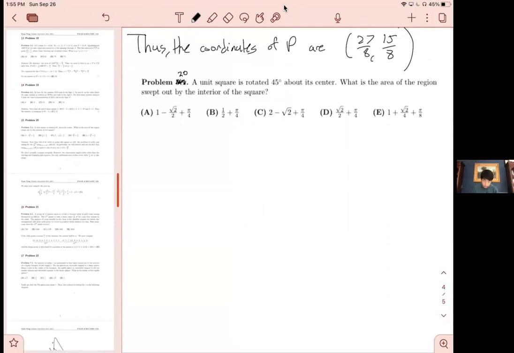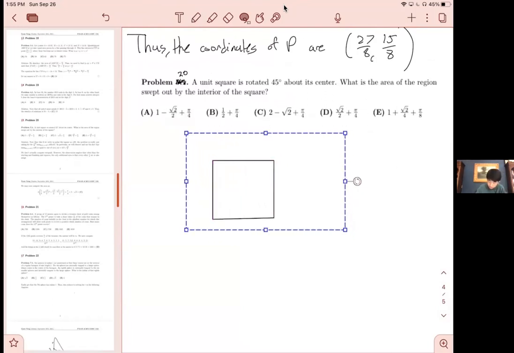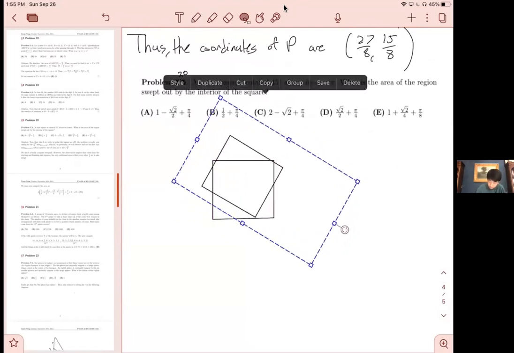So problem 20. This one is tricky, actually. Okay, so a unit square is rotated 45 degrees about its center. What is the area swept out by the interior square? So what's happening here is that we have this square, and then we rotate it.